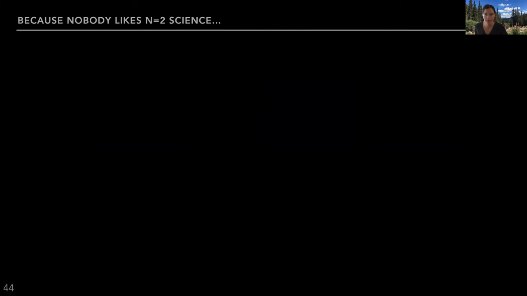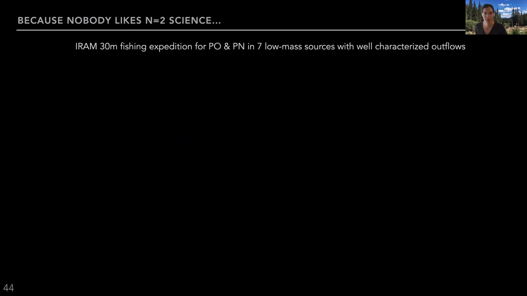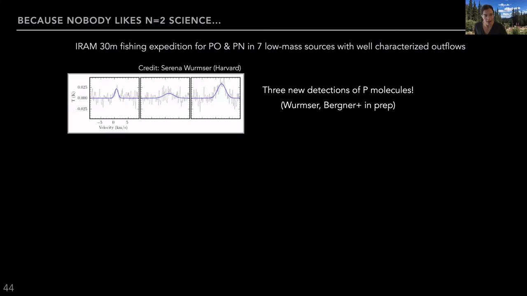All right, but nobody likes n=2 science. So we're also working to expand the number of solar type star forming regions where phosphorus is detected. We led a 30-meter fishing expedition for PO and PN towards 7 sources where we have very well characterized outflows. And we've actually found phosphorus molecule emission now towards 3 new sources. So this is great. We've more than doubled the number of protostars where these phosphorus molecules have been detected.